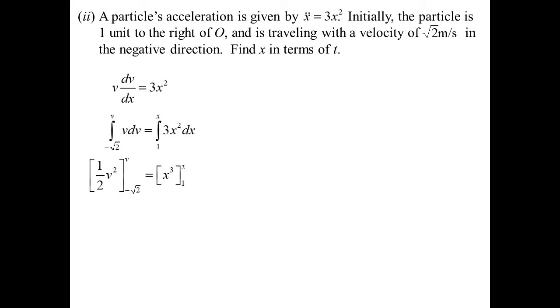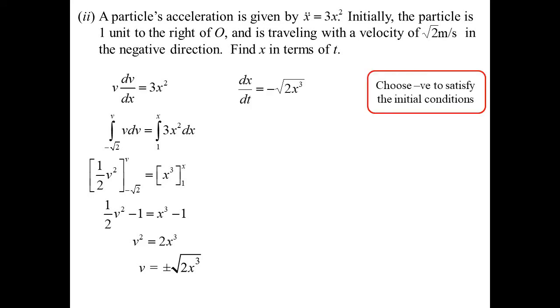I've got half v squared is x cubed. Sub in. Half v squared minus 1 is x cubed minus 1. v squared is 2x cubed. So v is plus or minus root 2x cubed. This time I have to make a decision about whether it's plus or minus, because I'm now going to go and find the displacement equation. But to find that, I need an expression for dx/dt. Is it plus? Is it minus? How do I tell?